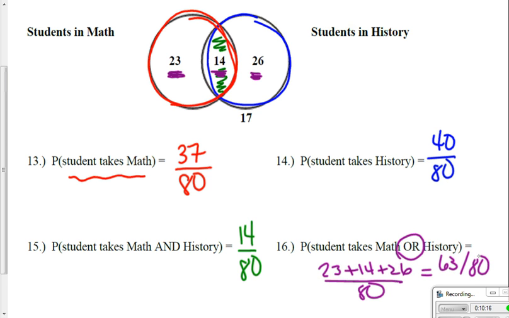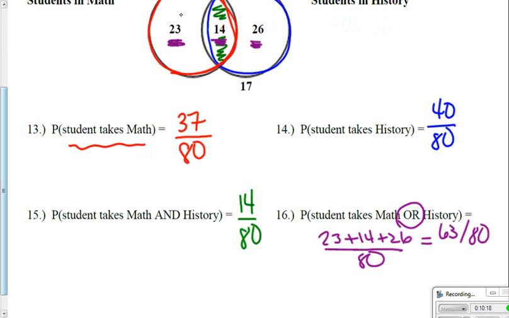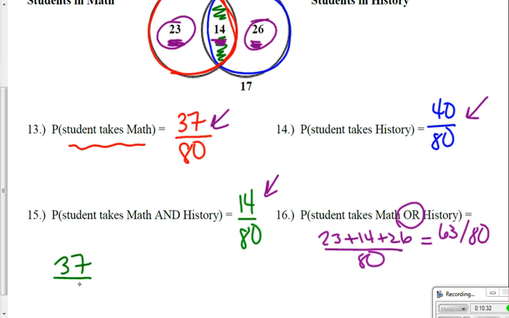But sometimes we don't have this diagram, so we can't really see these numbers so easily. We just know numbers like these two, or maybe this one. And so an alternate way of thinking of this question would be to say, let's take the people who are in the math group, and let's add them to the people who are in the history group.